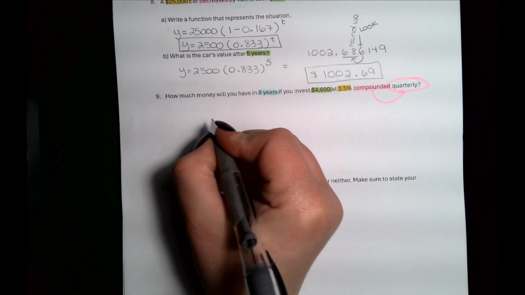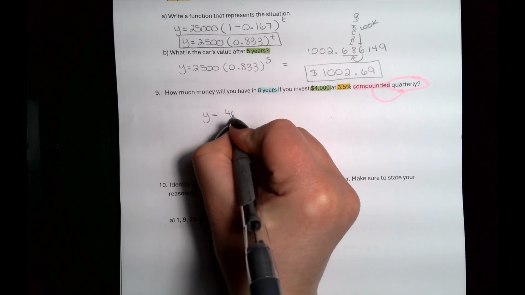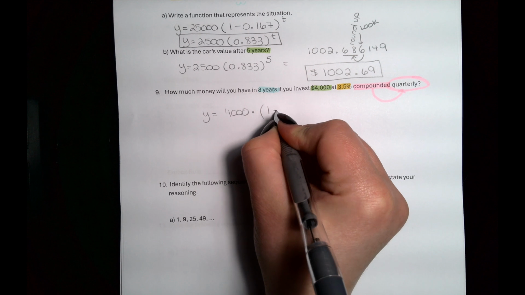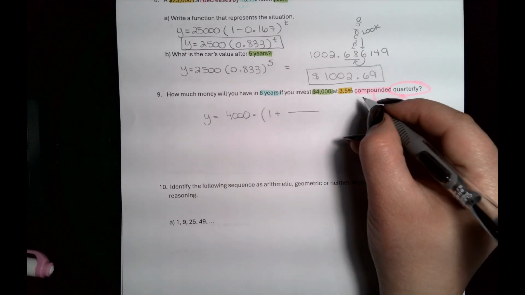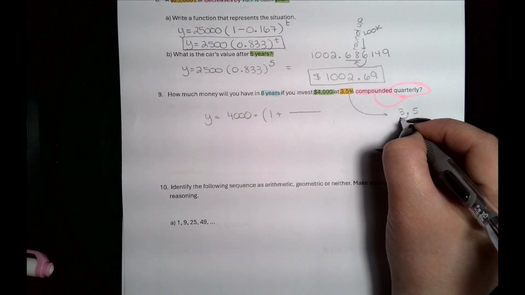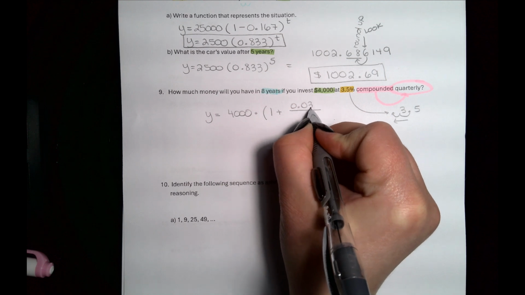Next, let's write out our formula. Y equals, what's our starting amount? We start at 4,000. We're going to multiply that by 1 plus. Now we have a fraction. On top of that is our rate, which we convert by shifting 2 jumps to the left. So our rate is 0.035.